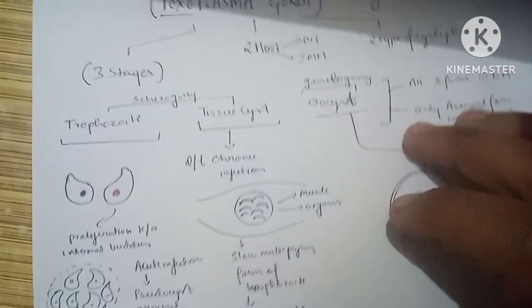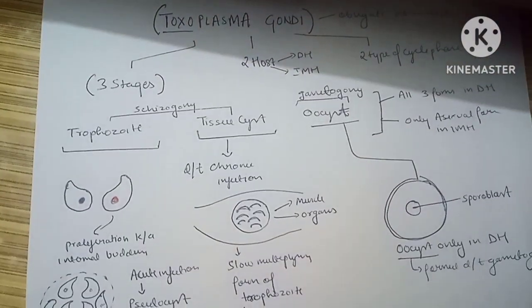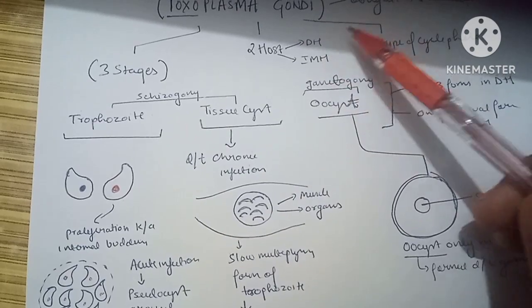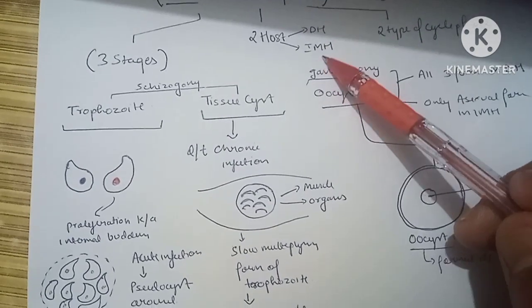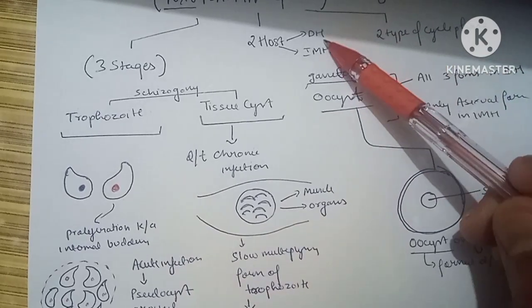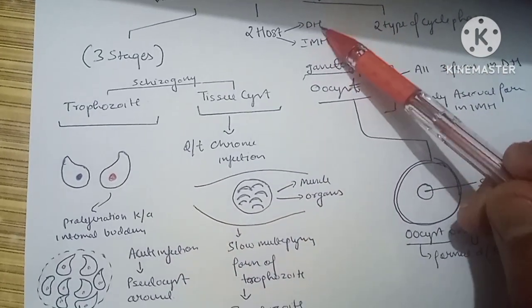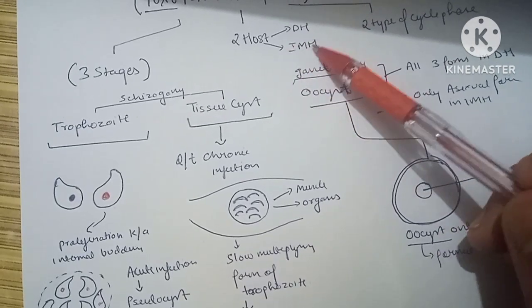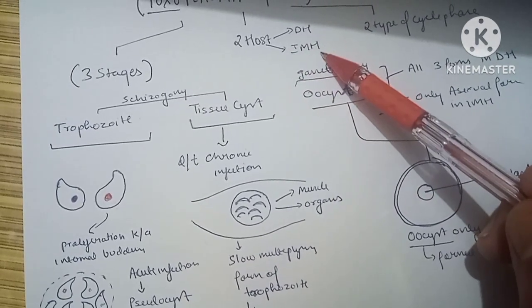Talking about the stages, we have three stages in which the toxoplasma can exist. We have two hosts. A definitive host is a feline animal, commonly a cat, which is domestic. Intermediate hosts are men and rodents or birds. The definitive host is where the sexual reproduction is going to occur, and the intermediate host is where the asexual reproduction and stages of asexual reproduction will be seen.